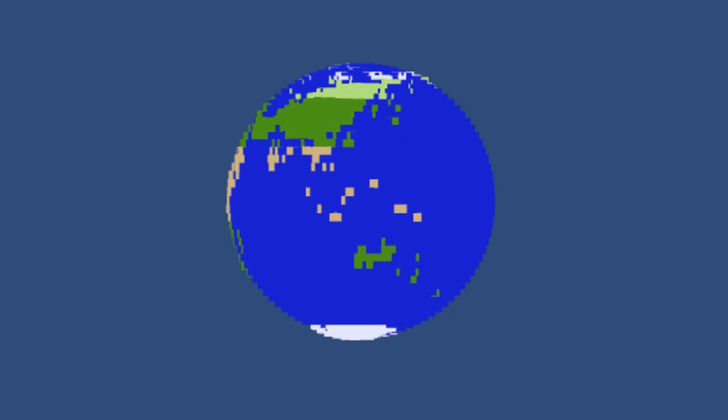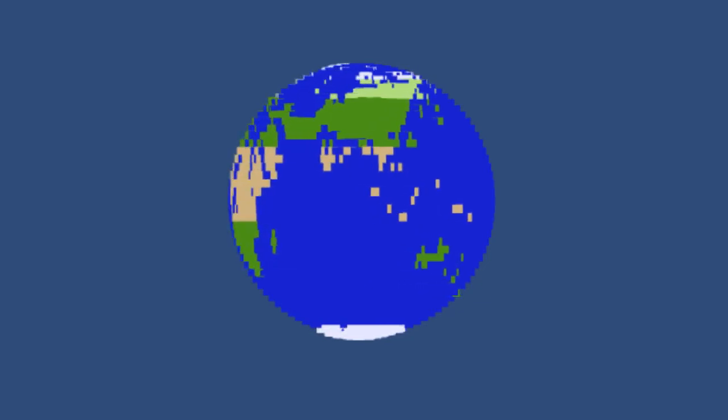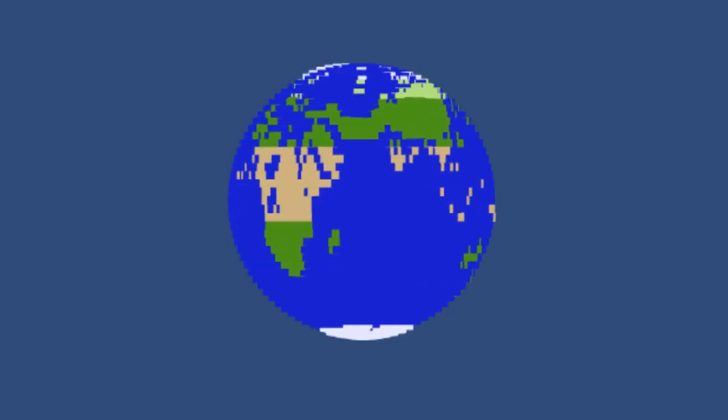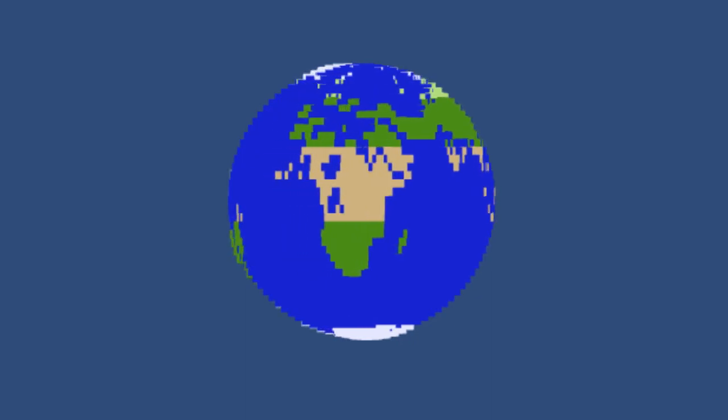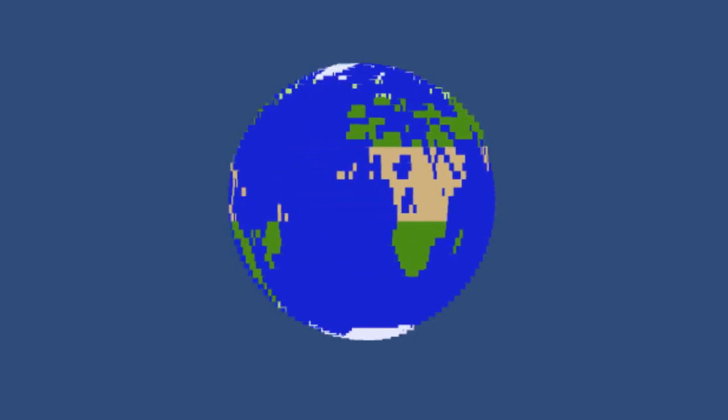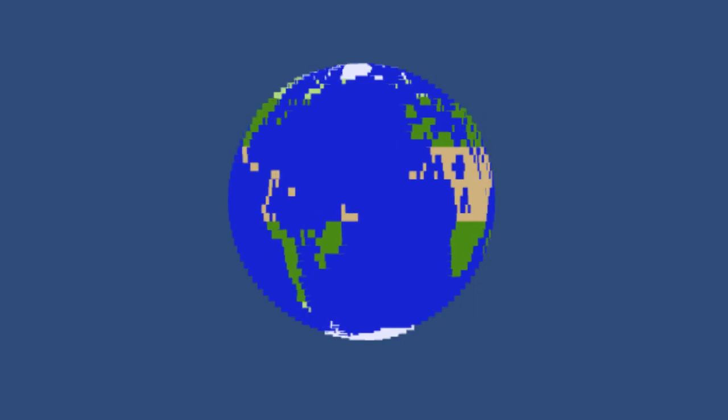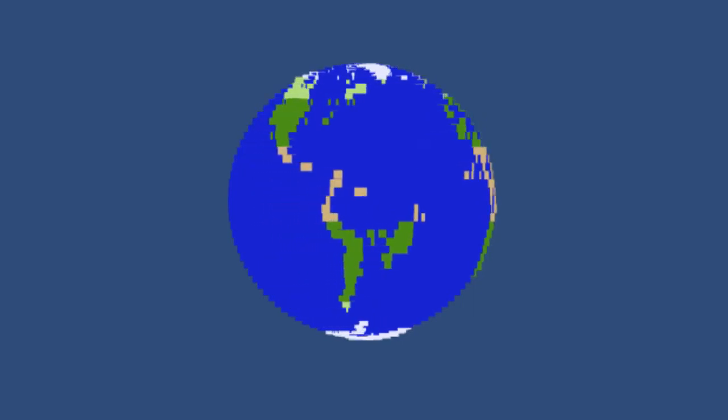This is high sea level. Australia is a small island. Siberia is almost non-existent. Europe looks like an archipelago. And only the Rocky Mountains and the Andes make up the Americas.